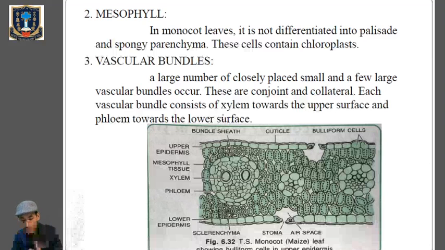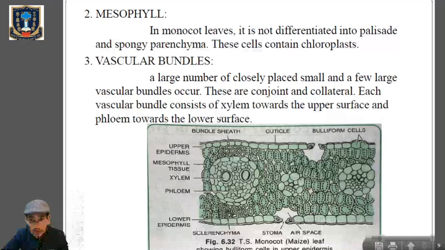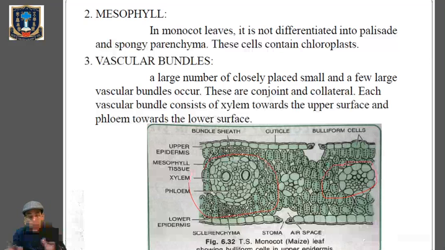Next one is vascular bundles. In the monocot leaf, a large number of closely placed small vascular bundles occur. So you can see over here closely packed small vascular bundles. This one is a vascular bundle. Even here we can see the presence of a vascular bundle. These are conjoint and collateral, the meaning of which you have learned already in the previous classes, so try to recall it back.